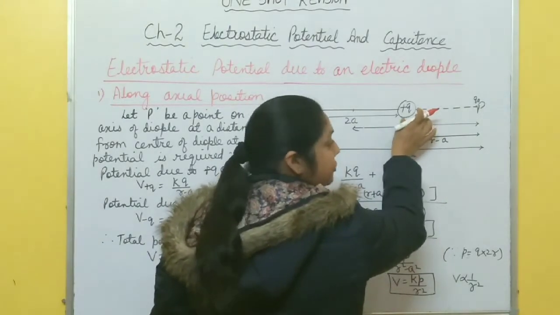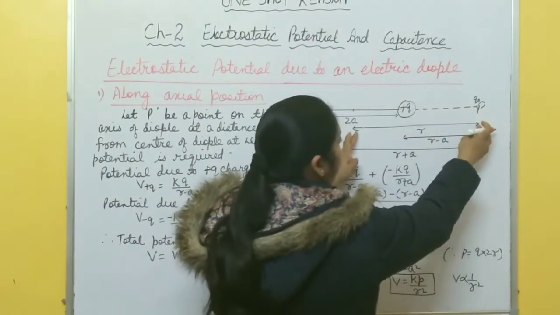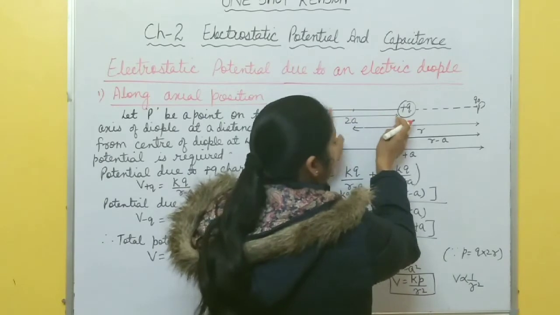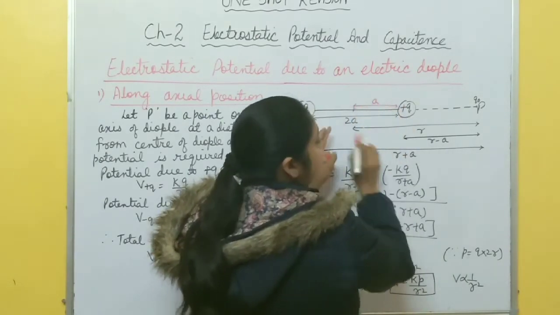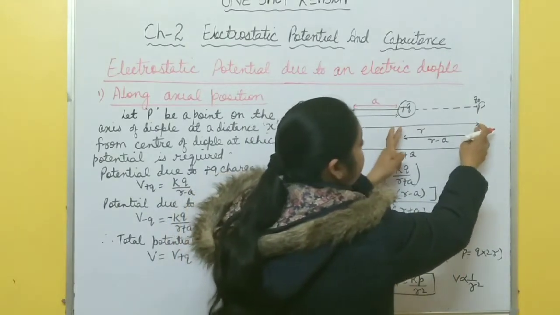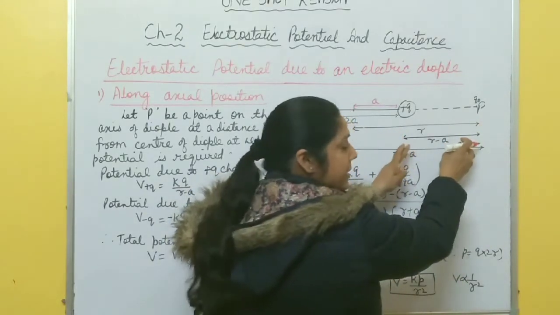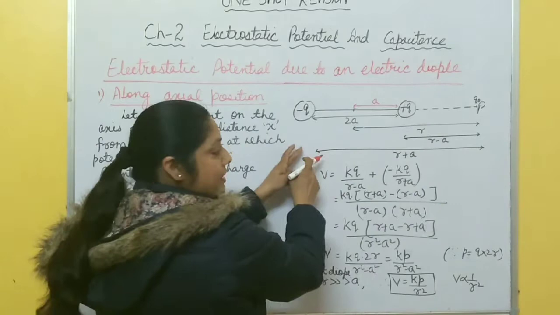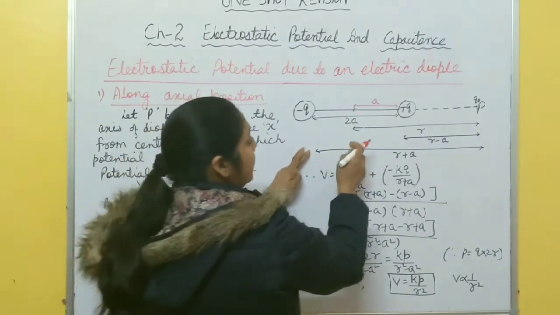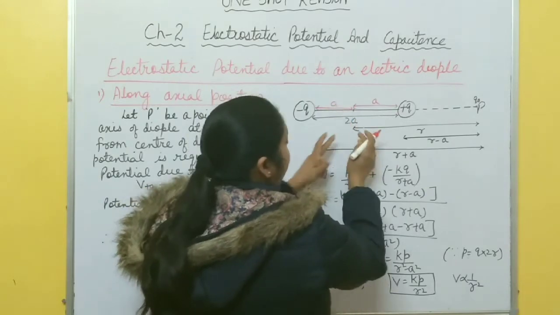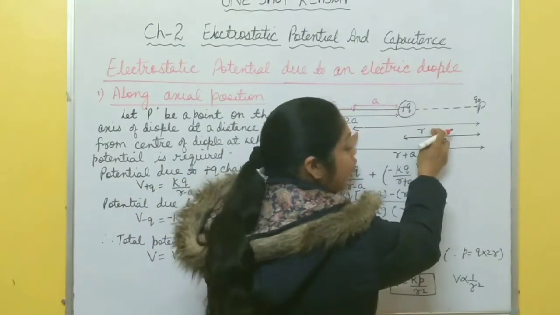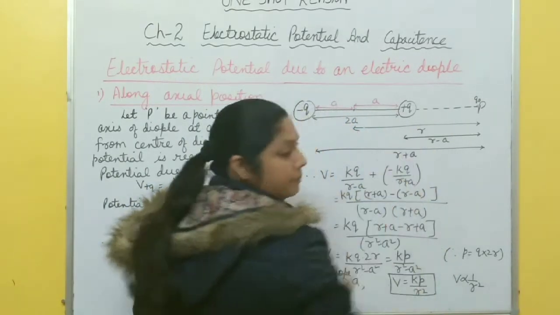Now, I want to know the distance of these two charges from the point P. First, the plus q charge. This distance is r in total, and from the center to this charge it is a. So this distance becomes r minus a. Now the distance from the minus q charge to the point P. Here it is a, and from the center it is r, so the total distance becomes r plus a.